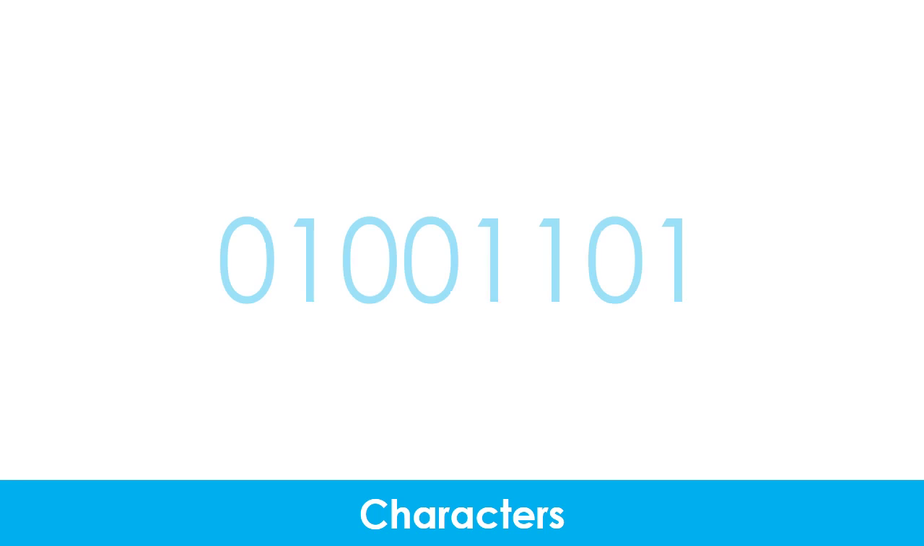Computers can only work with data in the form of binary numbers, so how do they deal with letters and symbols? Well, they use a different binary number to represent each character. There are two different systems that are used to represent characters using binary: ASCII and Unicode.